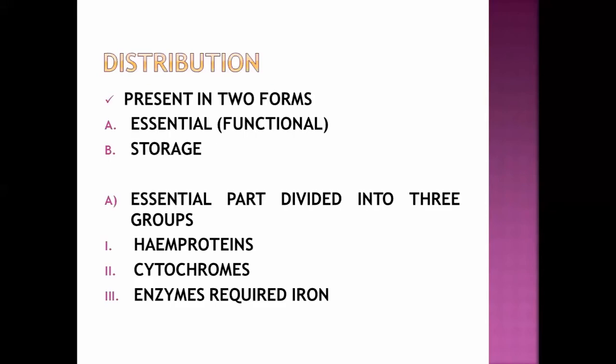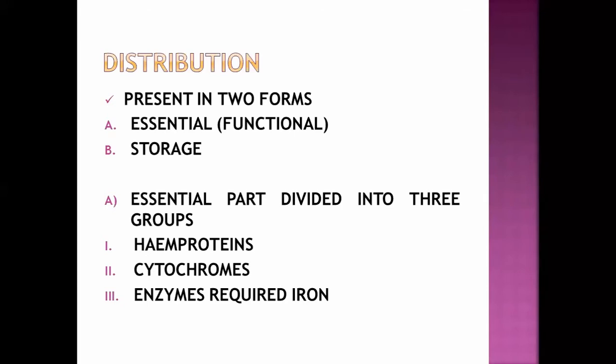Distribution: iron is present in two forms in the human body. Number one is essential, known as functional, and number two is the storage form. These points are important from your MCQ point of view. Iron is present in two forms in the human body, either the essential, known as the functional, or number two, the storage.